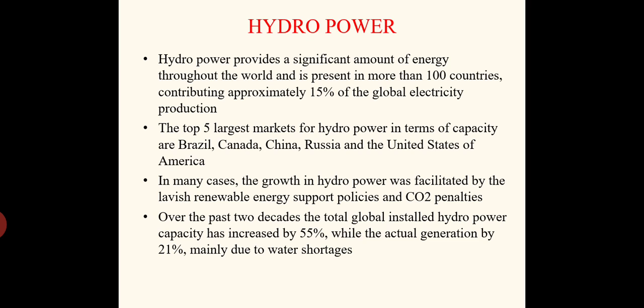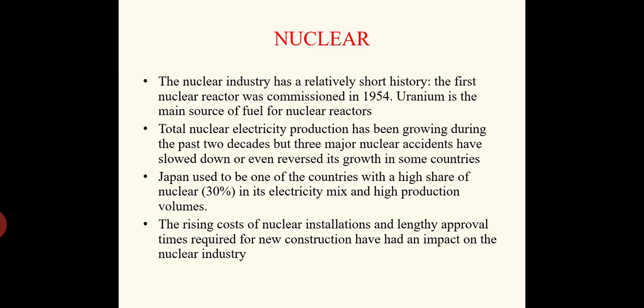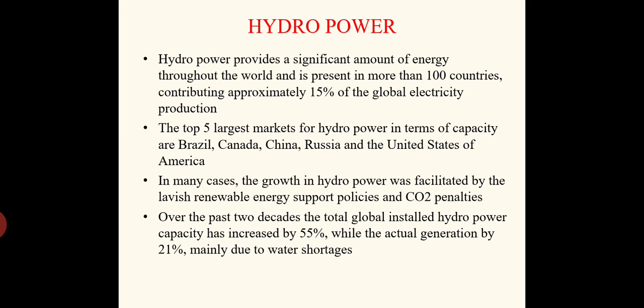So that is all about the conventional. One more conventional source of energy is hydropower. The last conventional source of energy is hydropower. Hydropower provides a significant amount of energy throughout the world, and it is present in more than 100 countries. Hydropower is the energy produced from the potential energy of stored water. So, of course, we can consider it a renewable source of energy. The only conventional energy which can be included in the renewable category is hydropower.